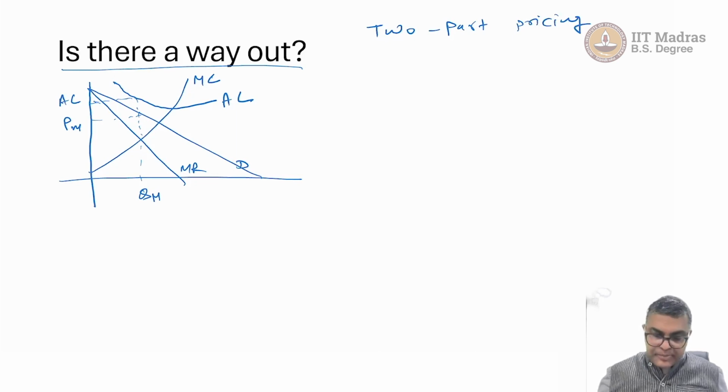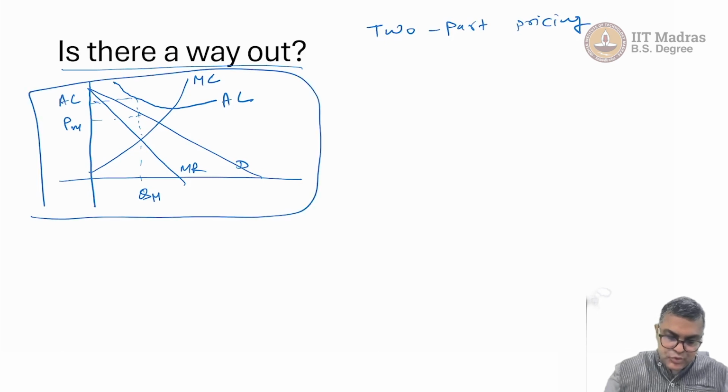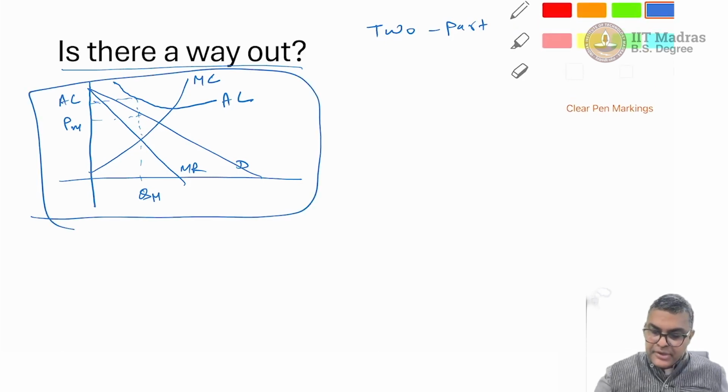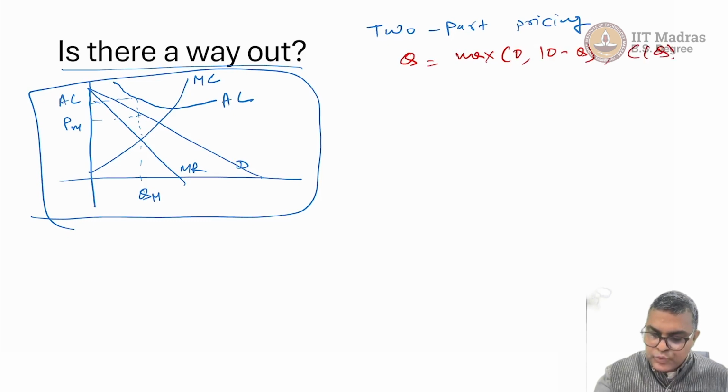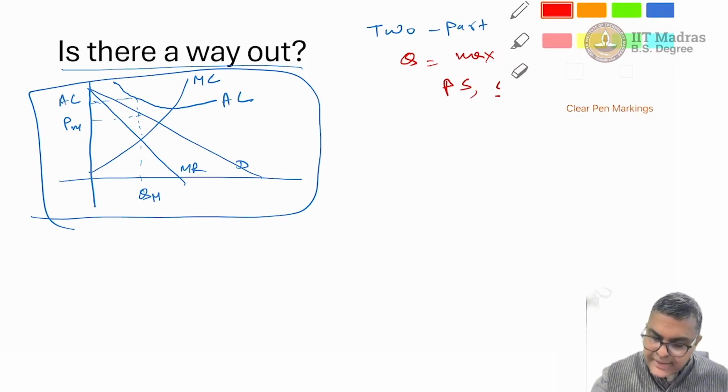What do we mean by two-part pricing? Let us forget this particular issue and concentrate on a simple problem to understand two-part pricing. We had talked about a demand curve equal to maximum of 0, 10 minus Q with C(Q) equal to 2Q. Let us take this problem and calculate producer surplus, consumer surplus, and see, can a monopolist do better than simple pricing of the earlier case that we had discovered.